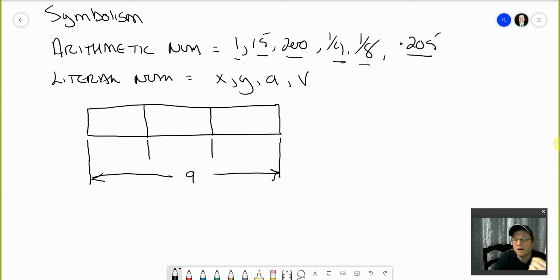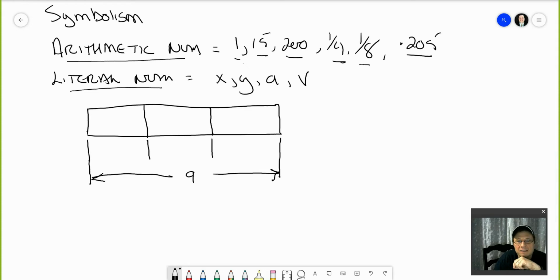Literal numbers are also numbers that we just don't know the value yet. And the example that I was trying to demonstrate before we got kicked off was if we had a piece of bar stock and we had to cut this piece of bar stock into 3 equal pieces. We could measure this piece with calipers or with a tape measure and get an arithmetic number. But until we measure it, we don't know the value. But it doesn't mean it doesn't have a value. It's just we don't know it. So we assign a literal number to it.